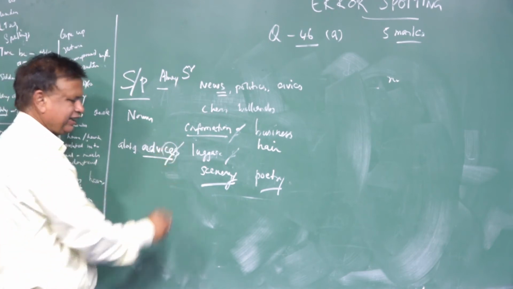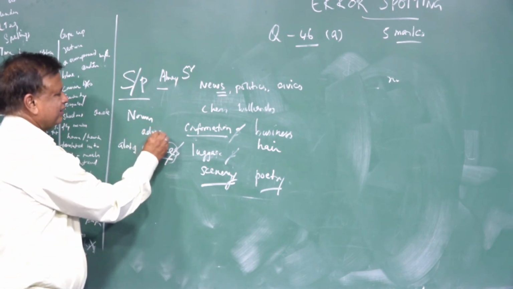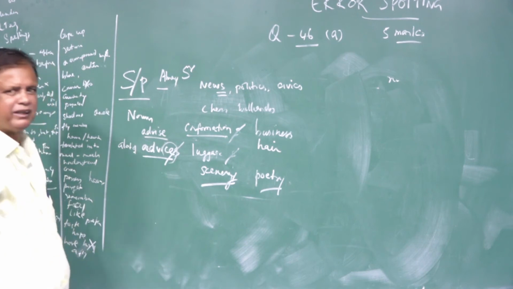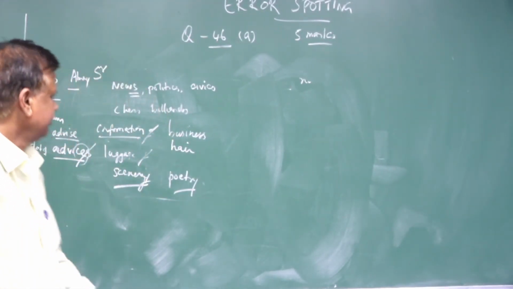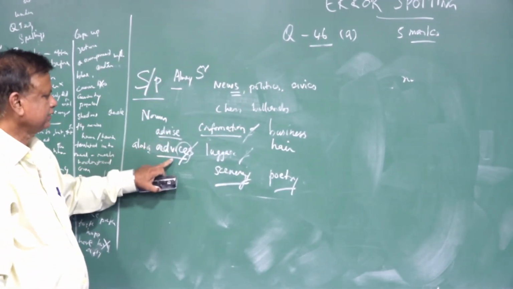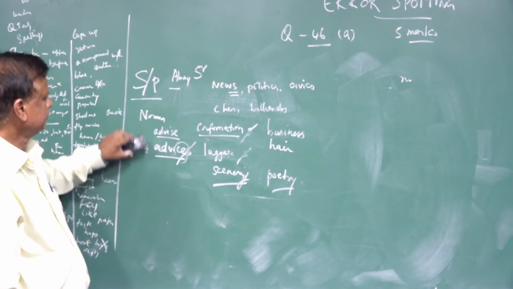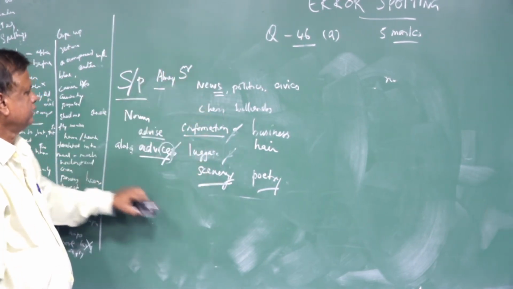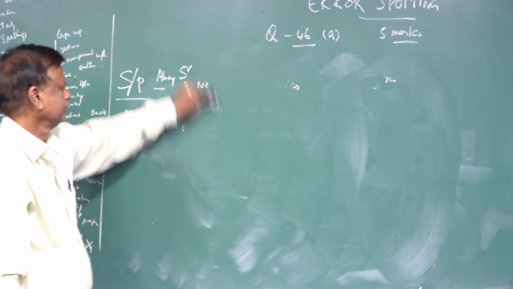Here, this is a tricky word. You have to be careful. They might give it as advise also. The spelling might be changed. You have to be careful in finding it out. In British English, advise is a verb, whereas advice is a noun. This is the correct noun form. So, these are all the things which are always used in the singular.